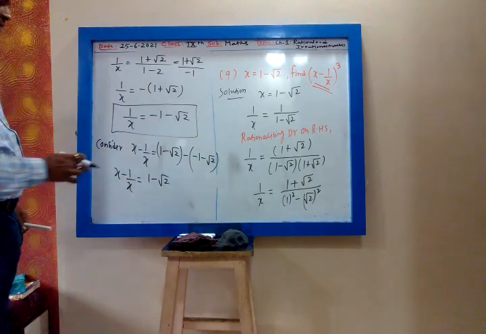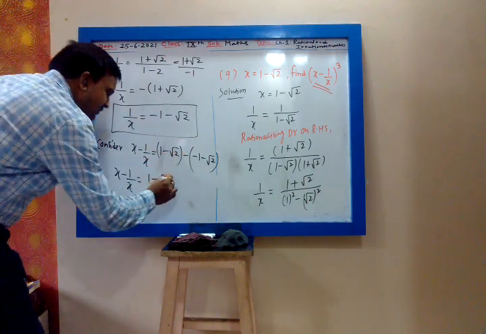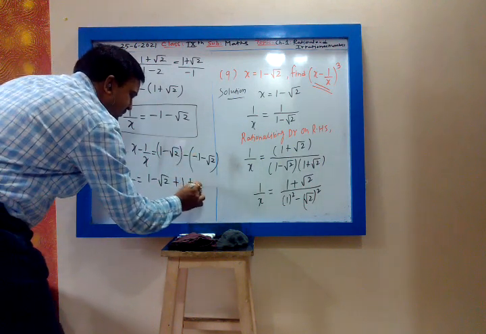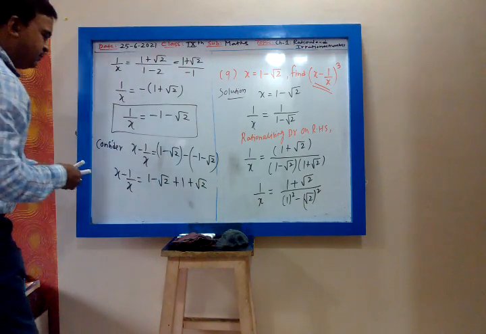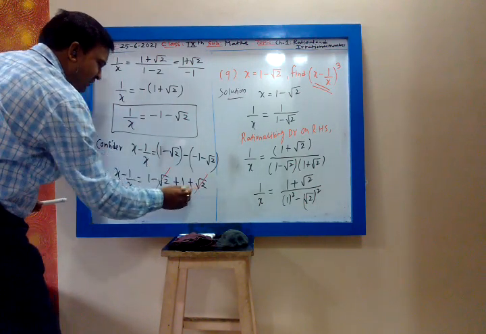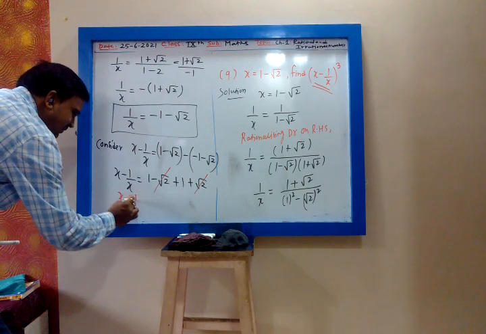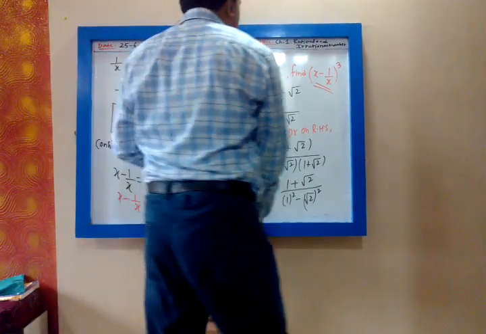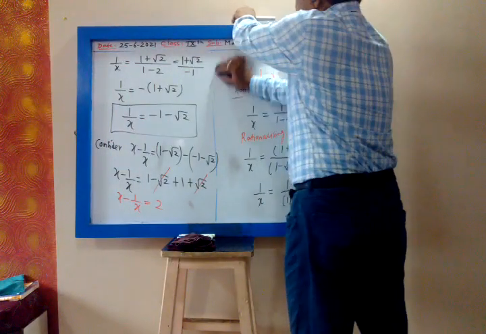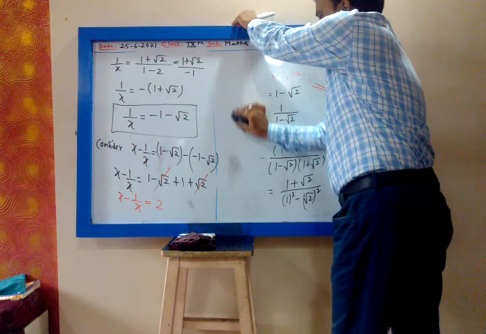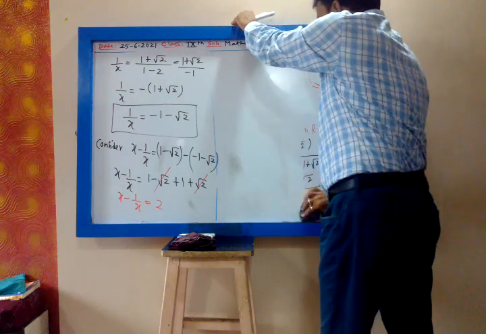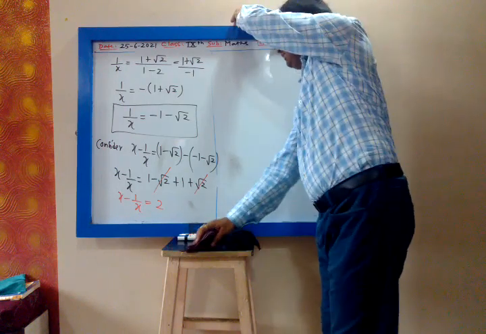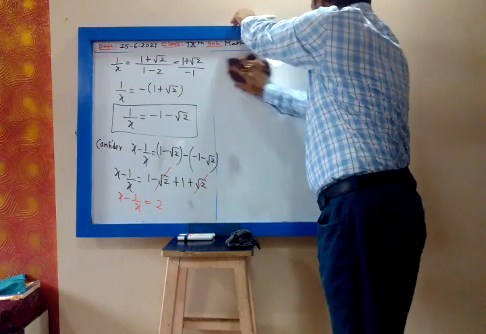Now you open the bracket. Minus will be plus 1. Then minus will be plus root 2. Then minus root 2 and plus root 2 get cancelled. So x minus 1 upon x is 2. Now we want to find cube. Yes, taking cube on both the sides. Answer is 8. Correct. Answer is 8.